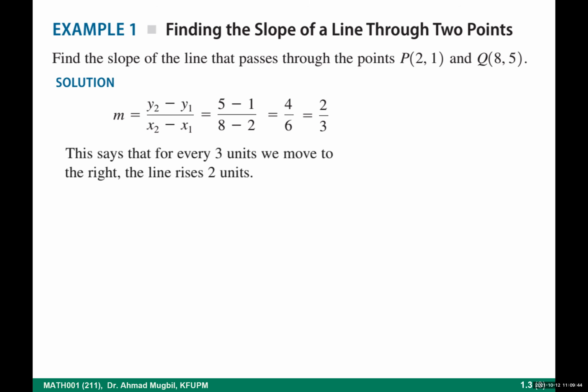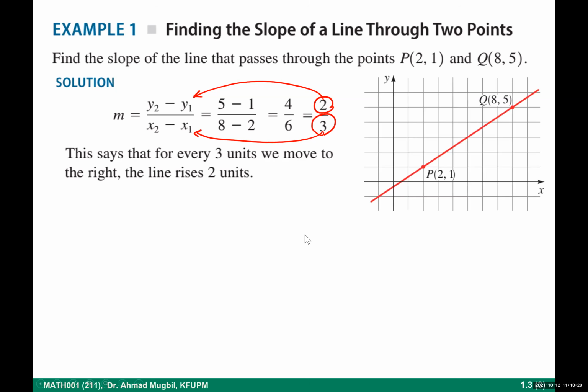Now, what does the slope tell us about the line? What is the meaning? What will you understand when someone says to you, I have a line with a slope 2/3? It means that if you go 3 units to the right, because this is for the y, the vertical change, and this is for the horizontal change. This means that when you move 3 units to the right, the line will go up 2 units.